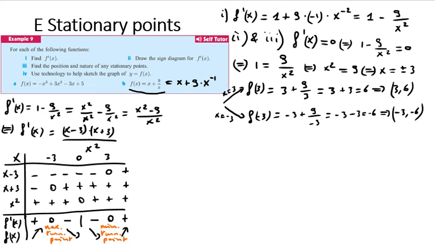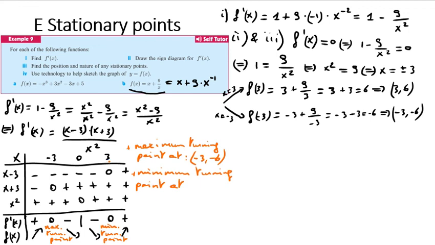So I'm going to write that down here. We have a maximum turning point at the point with coordinates -3, and we already calculated the y coordinate, which is -6, and we have a minimum turning point at the point with coordinates 3 and 6. Okay.